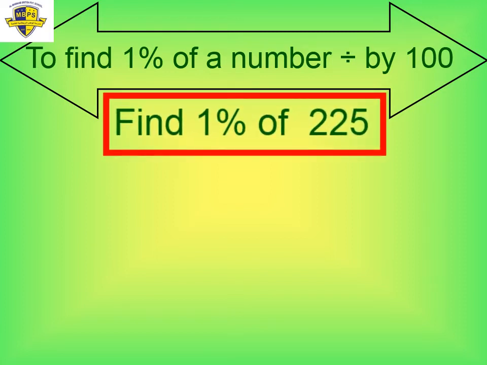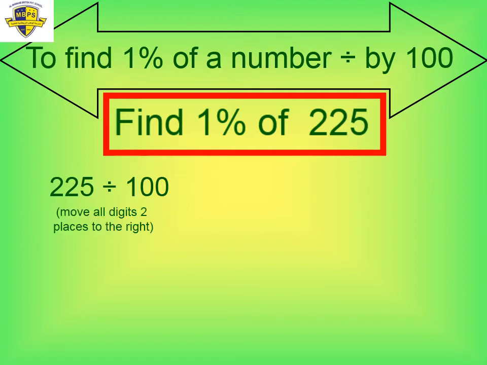Let's divide 225 by 100. When we divide any number by 100, we have to shift the decimal point 2 digits to the left. So here the answer will be 2.25.